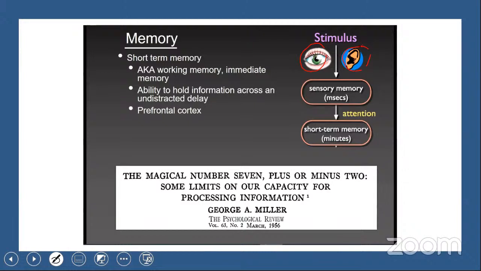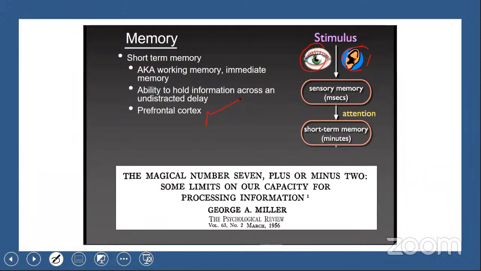Short term memory is in the range of minutes. It is the ability to hold information across an undistracted delay, and it is concentrated in the prefrontal cortex. So memory can be immediate memory, working memory or short term memory, recent memory, long term memory, remote memory, and procedural memory. These are the types of memories which we come across, which we are going to test in the individuals whom we see. The sensory memory we will not discuss much, but you should know what short term memory is.